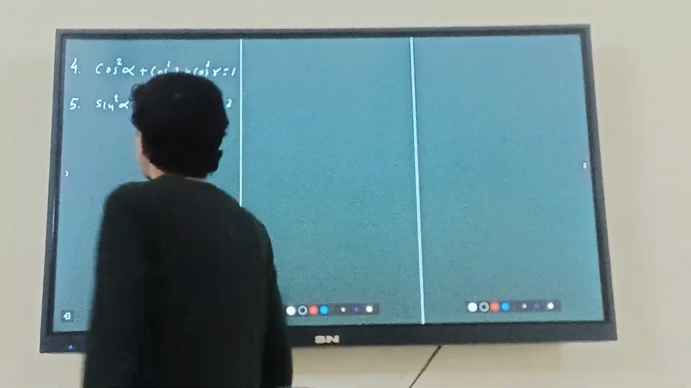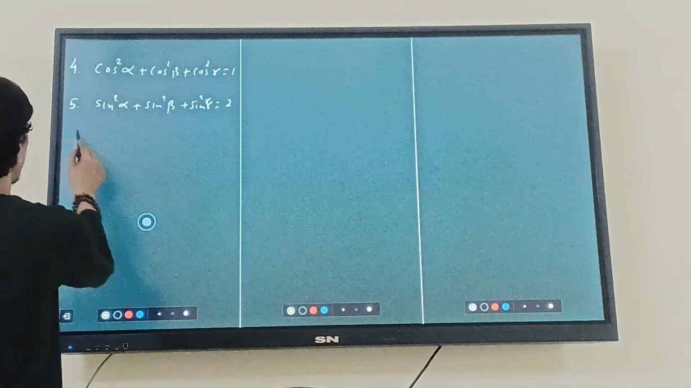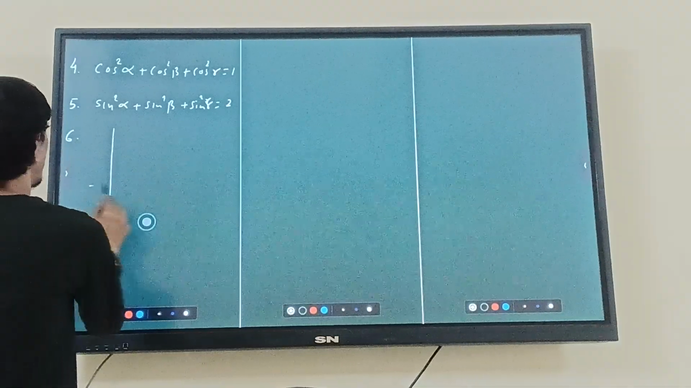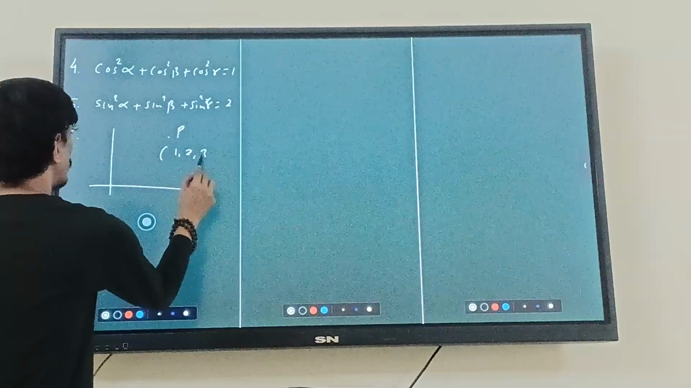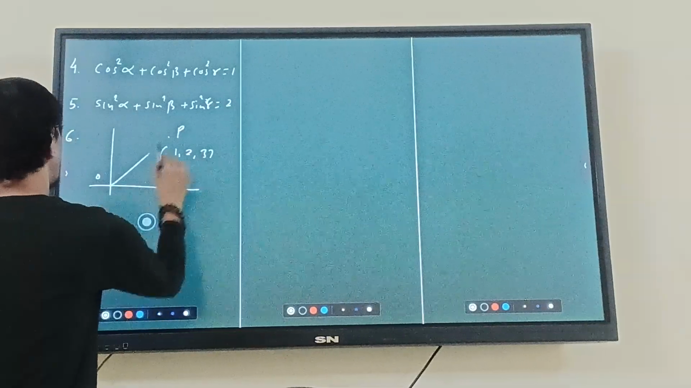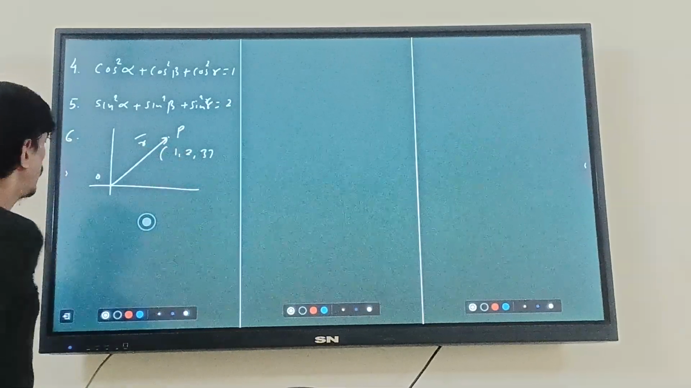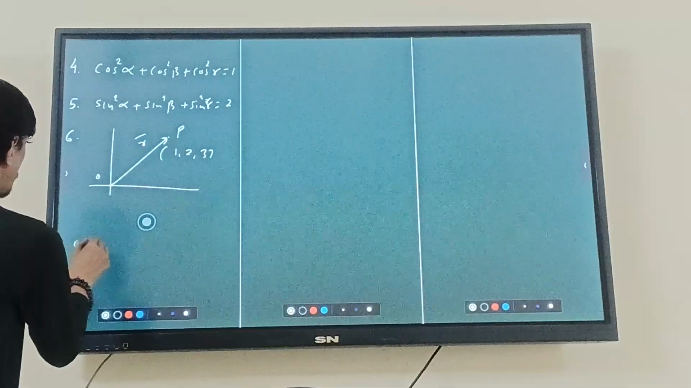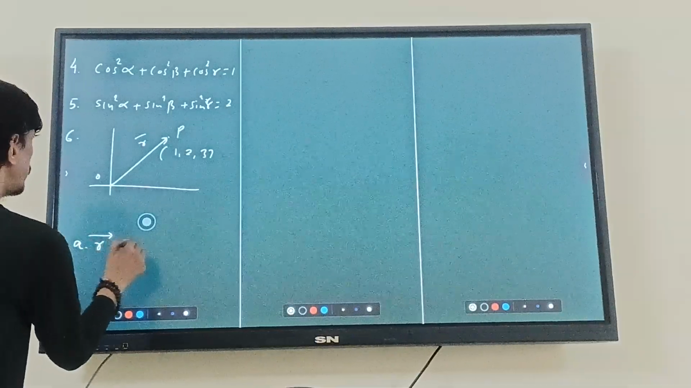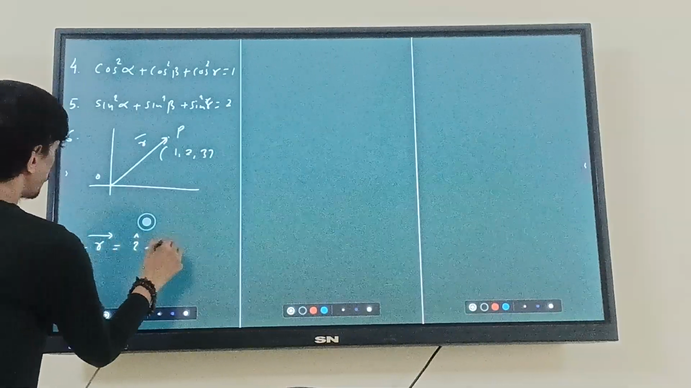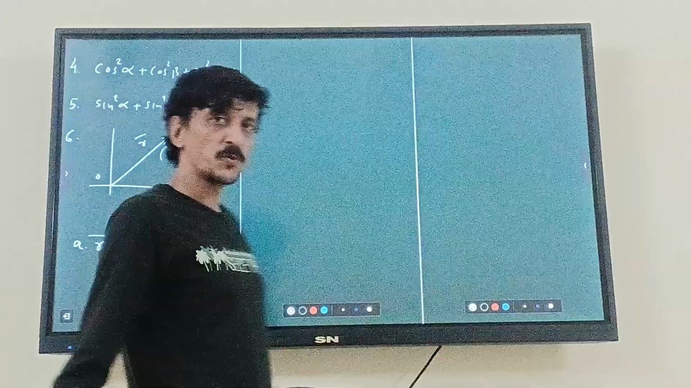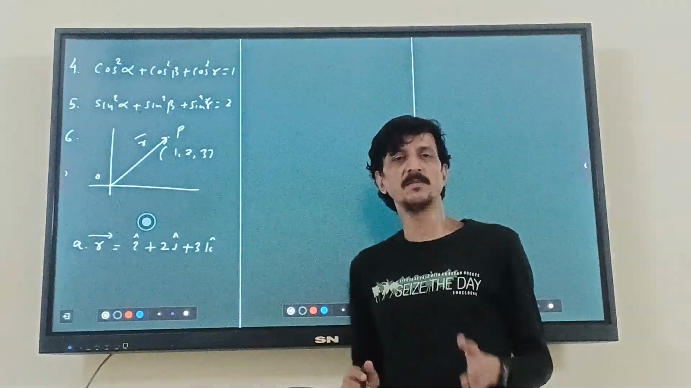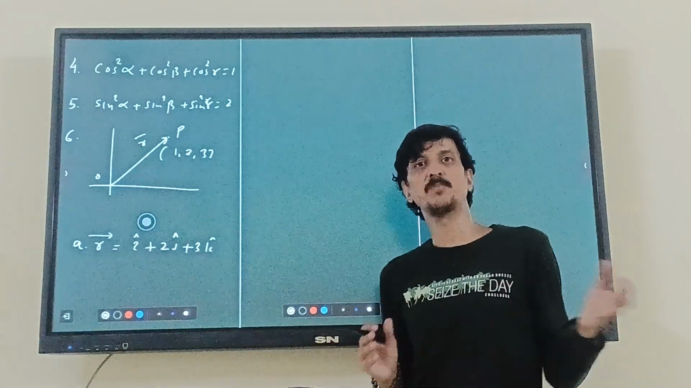Now let's solve a question based on that. Suppose we are given the point P and it has the coordinates 1, 2, 3, and the position vector with respect to origin is vector r. The first sub-question is we need to find vector r. So it is equal to i cap plus 2j cap plus 3k cap. So you have seen that we have learned the concept. We learned 5 things regarding the position vector.